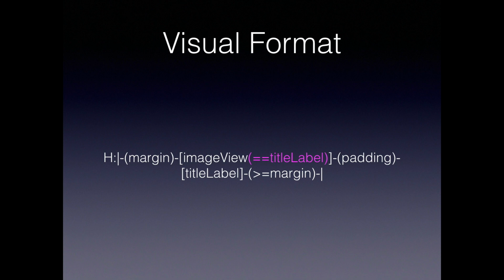We've specifically said we want our margin to separate our super view from our image. Then we've said we want our image to be exactly the same width as our title. We want some padding between those two. And then on the right side, we actually want greater than or equal to margin before the super view. So you can imagine this whole set of views being left aligned because the margin on the right is the part that's going to stretch.